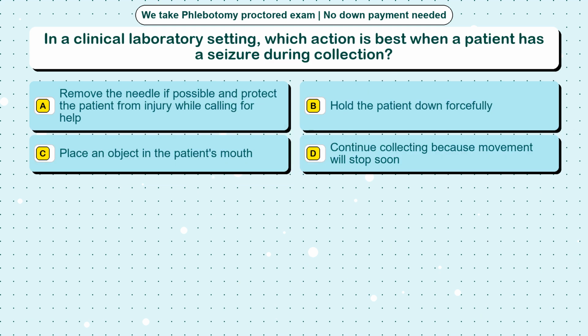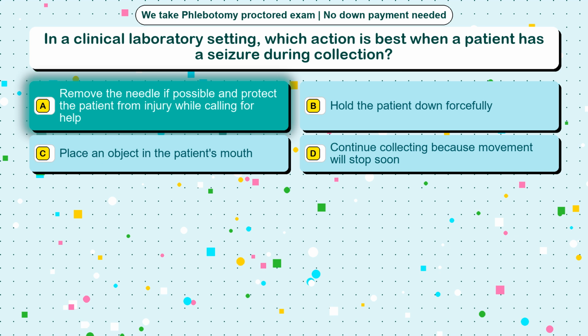Question 29. In a clinical laboratory setting, which action is best when a patient has a seizure during collection? Option A. Remove the needle if possible and protect the patient from injury while calling for help. Option B. Hold the patient down forcefully. Option C. Place an object in the patient's mouth. Option D. Continue collecting because movement will stop soon.